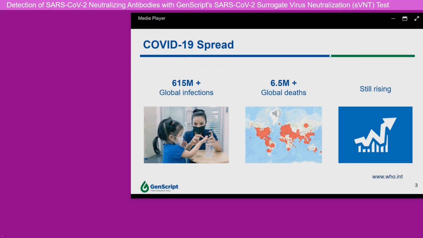So this is just a quick overview. We can take a look at where we are number-wise since the pandemic started. As of early October, the WHO reports over 615 million infections, 6.5 million deaths, and the numbers do continue to rise.